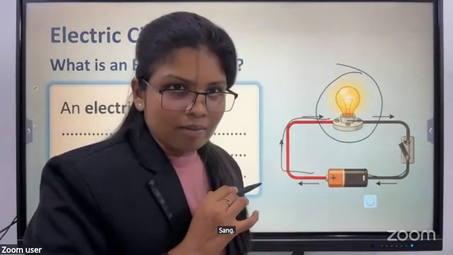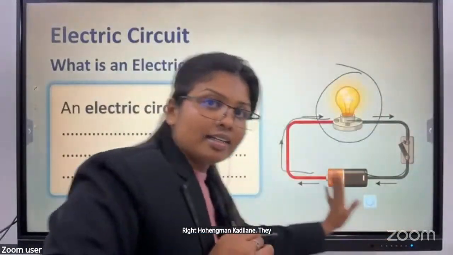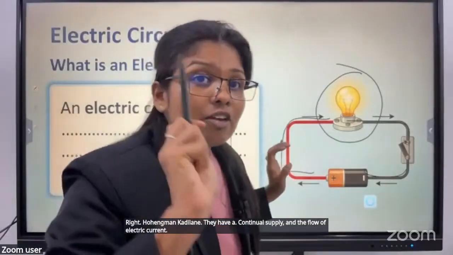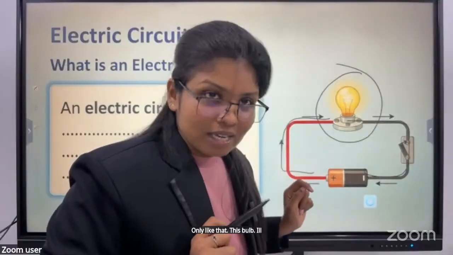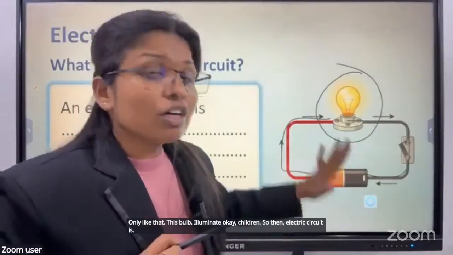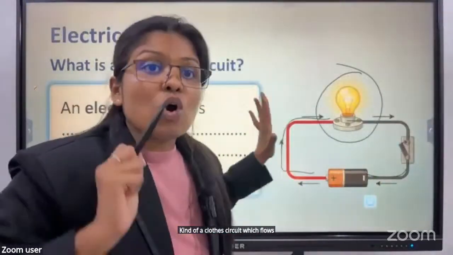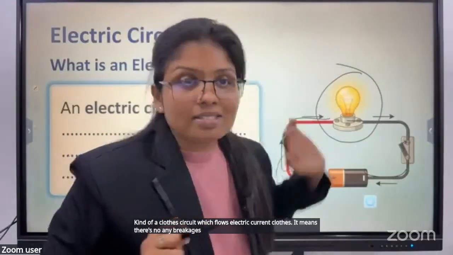Sangruta Paripataya, right? It is not broken anywhere. They have a continuous supply and flow of electric current. Only if it is like that does this bulb illuminate. Okay, children. So an electric circuit is a kind of closed circuit which flows electric current. Closed circuit means there are no breakages and all the places are connected.